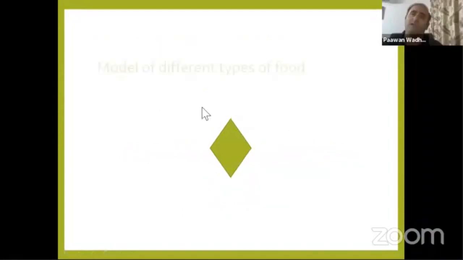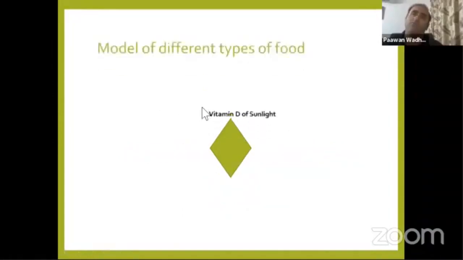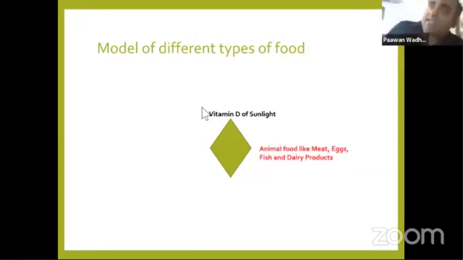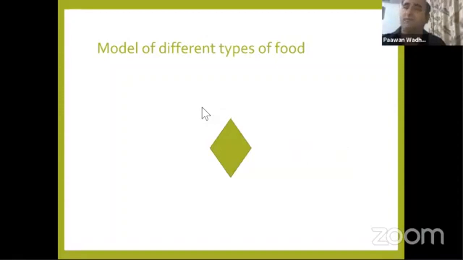What are these 4 types of food? The food which comes from God, directly from the sun, is the vitamin D of sunlight. Animal food like meat, eggs, fish, and dairy products are those foods which are taken from the animals with the killing spirit. These foods should not be taken because they create trouble for the animals.